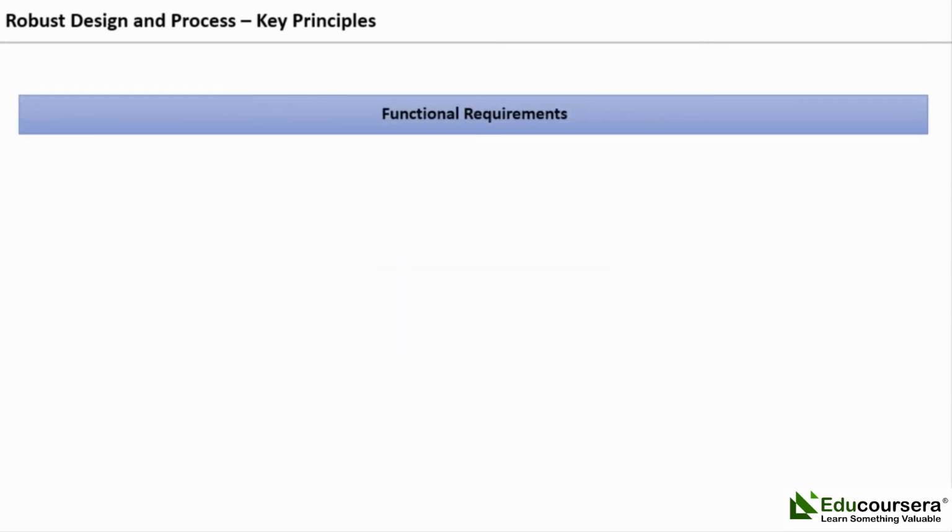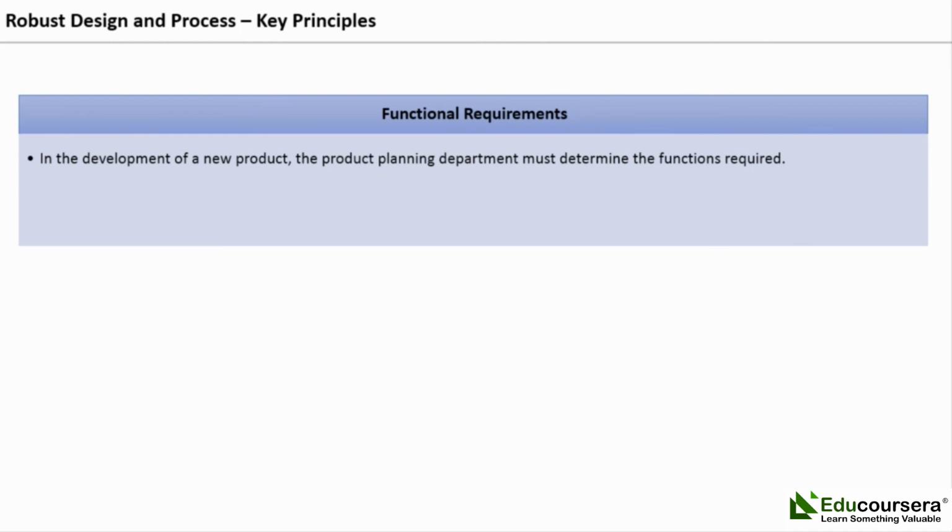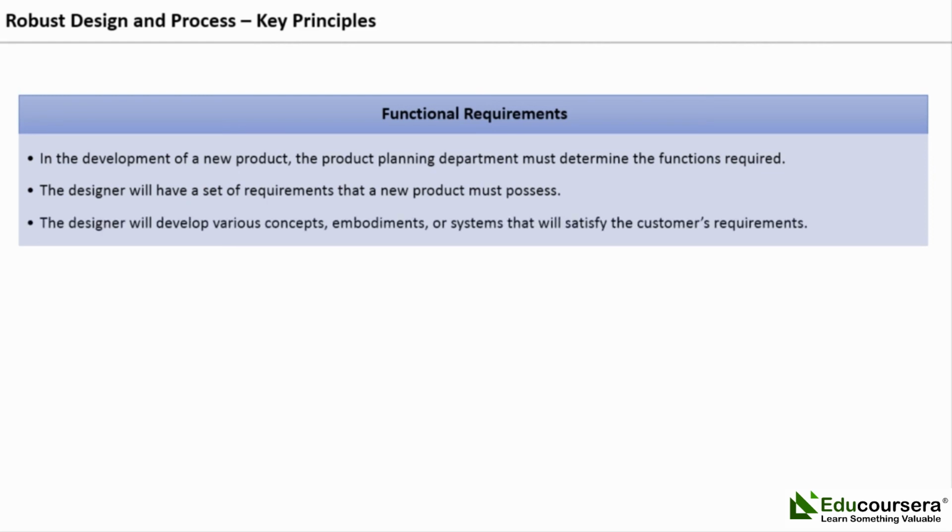Functional requirements. In the development of a new product, the product planning department must determine the functions required. The designer will have a set of requirements that a new product must possess. The designer will develop various concepts, embodiments, or systems that will satisfy the customer's requirements. All possible alternative systems should be considered. The alternative systems include existing ones and new, not yet developed systems.